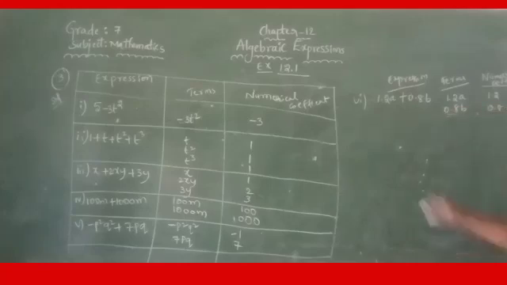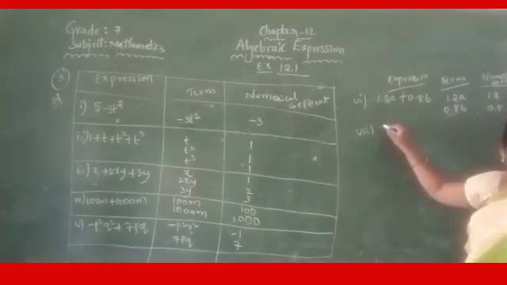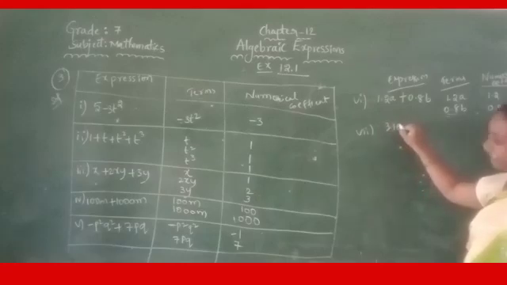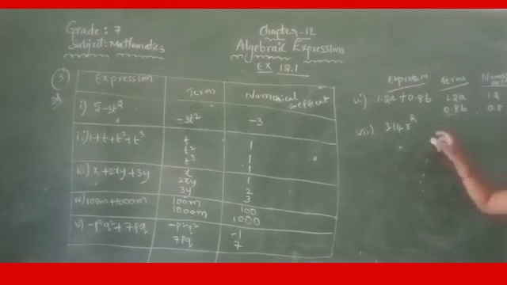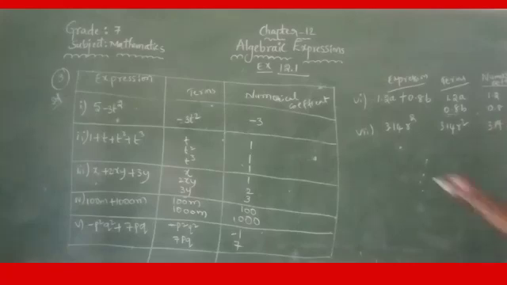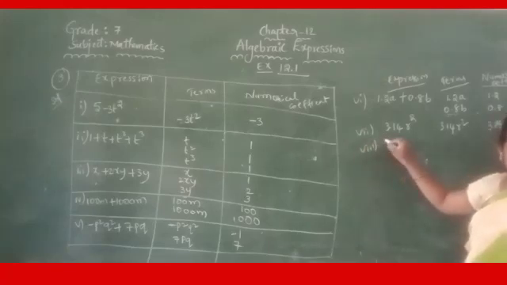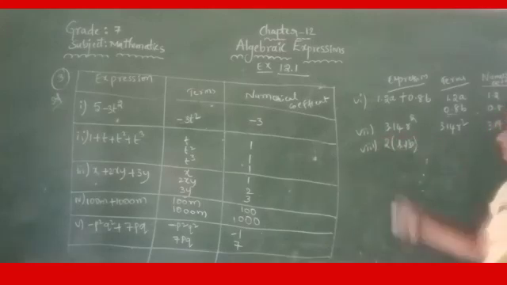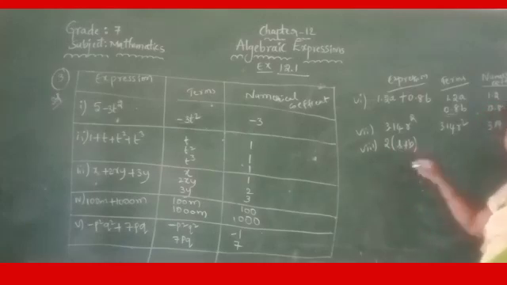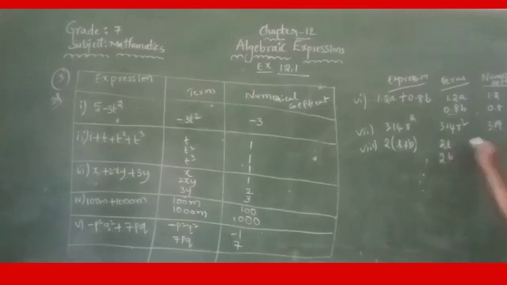From question 7, the expression is 3.14 r square. So here how many terms? 1 term, that is 3.14 r square. What is the numerical coefficient? 3.14. And next, the 8th one, see: 2 into l plus b. Here 2 lengths, 2 breadths. How many terms? 2 terms. 2 lengths, 2 breadths. What is the coefficient? Numerical 2. Here also 2.